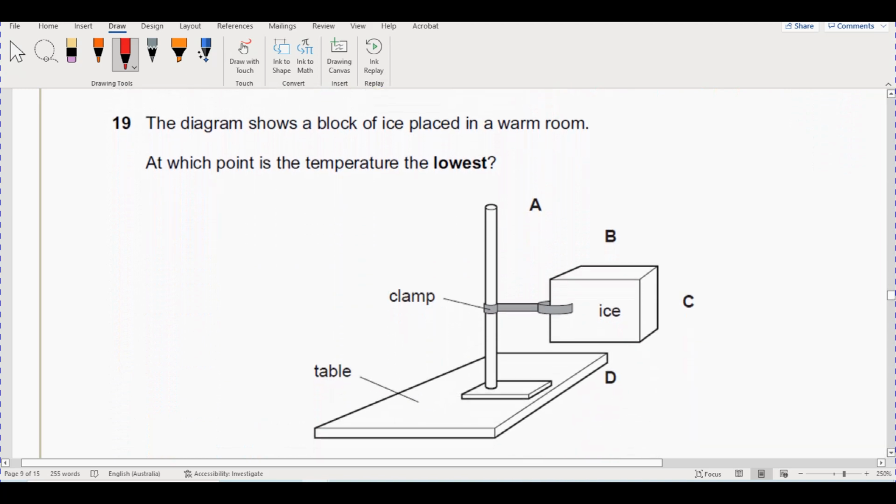Okay, so the diagram shows a block of ice placed in a warm room, at which point is the temperature the lowest? It's a warm room, so that means the place around the ice should be colder than the rest of it. So let me eliminate A because it's further away from the ice. Which part should be the lowest? Think about this. It might take like 30 seconds to think about your answer.